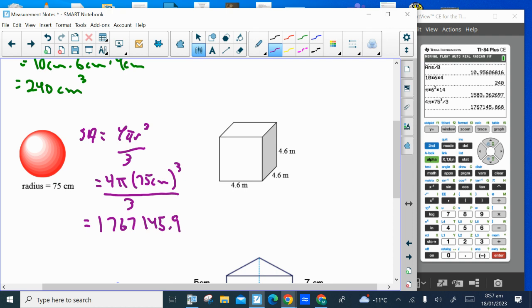1,767,145.9. And that would be in centimeters cubed. Okay, big number.